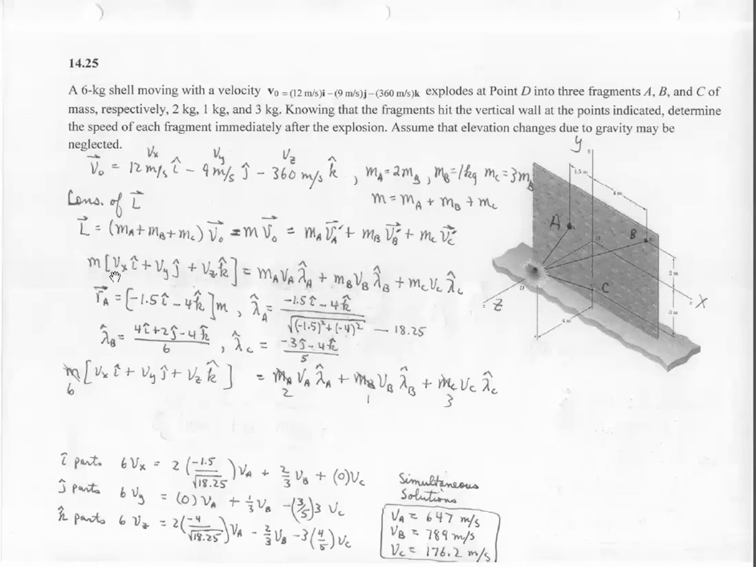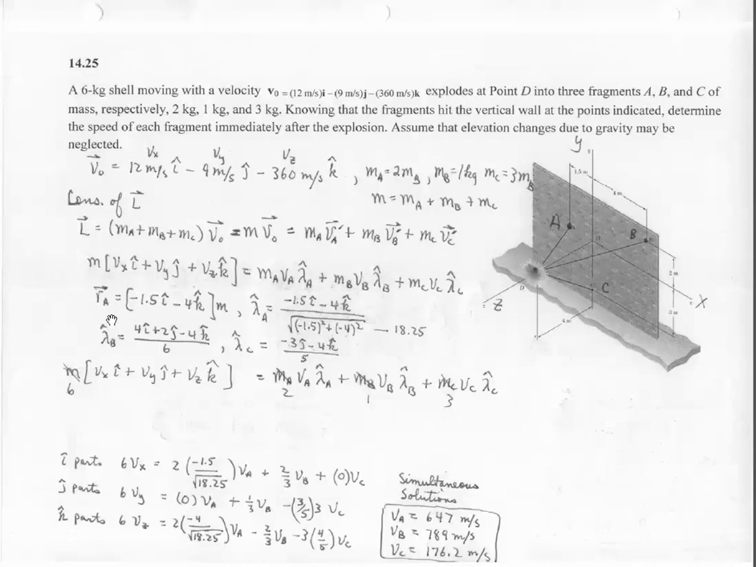Now, we're going to rewrite this right here with Vx, Vy, and Vz that we defined up here. And then that's equal to Ma times Va prime. I'm going to drop the primes off here since we really don't need them for identification purposes. So we have Ma Va times a unit vector in the A direction plus Mb Vb times a unit vector in the B direction plus Mc Vc times the unit vector in the C direction.